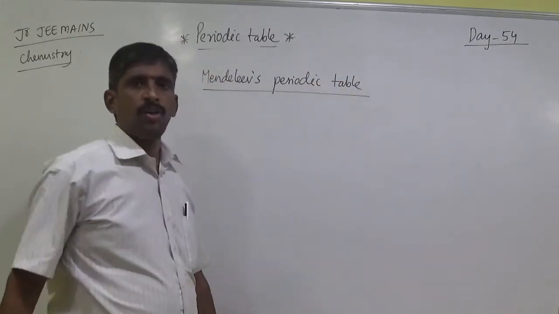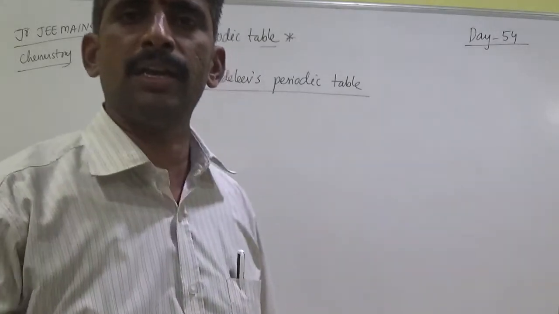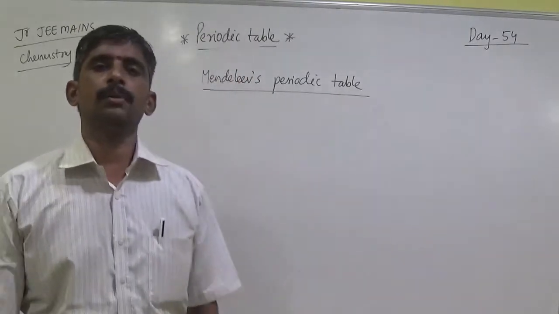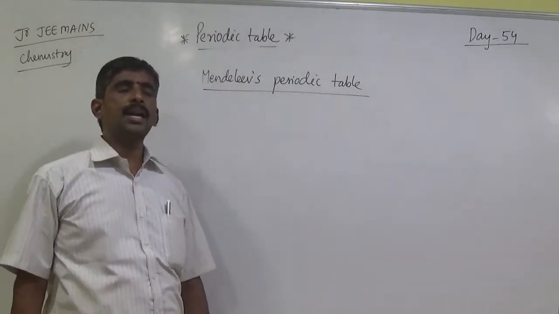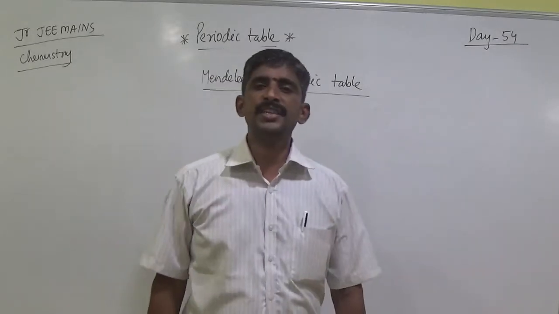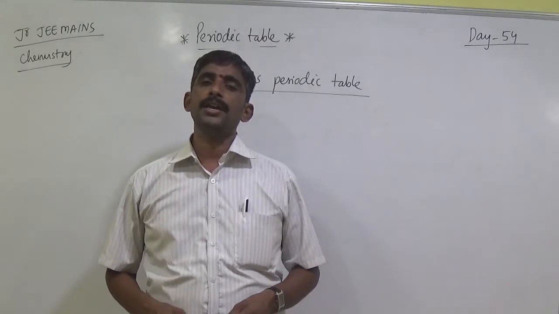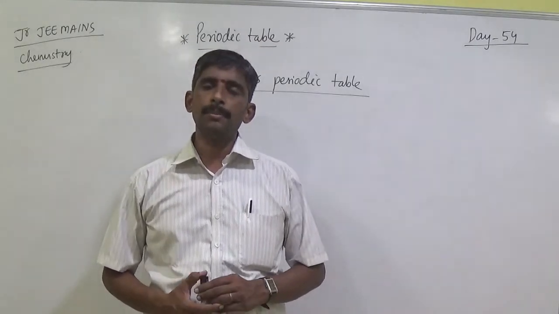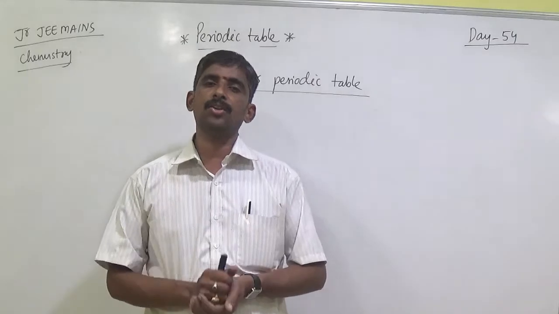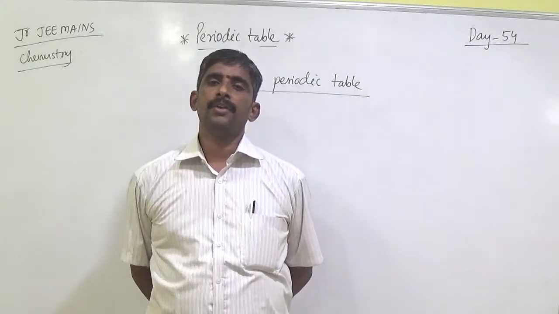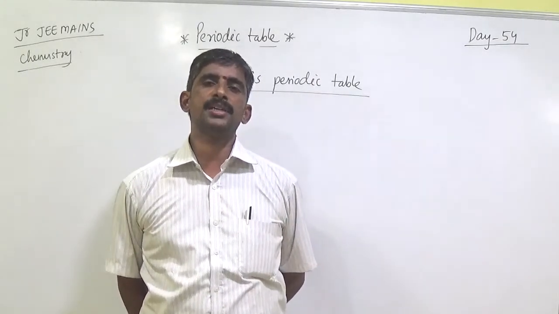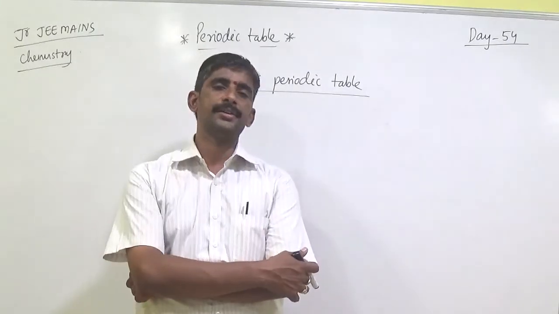Mendeleev periodic table. The first periodic table was constructed by Mendeleev. Mendeleev's periodic law statement: the physical and chemical properties of the elements are a periodic function of their atomic weight. Simply, the Mendeleev periodic table depends on the atomic weight.